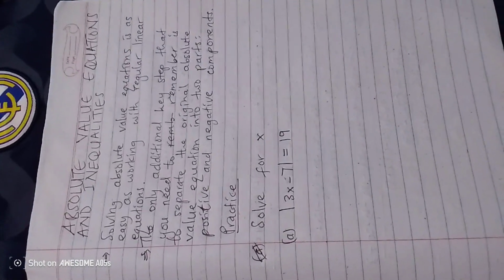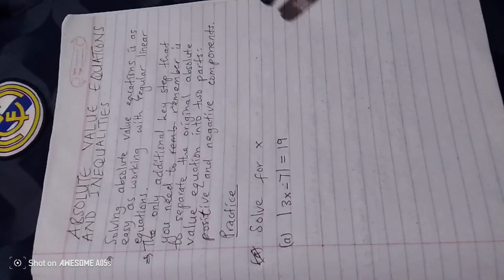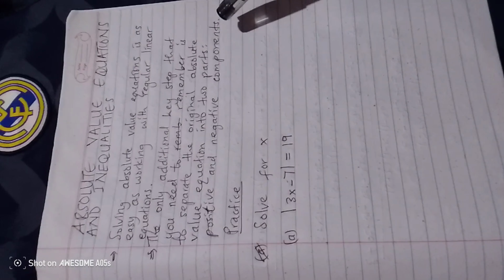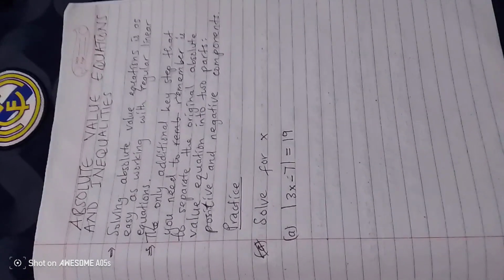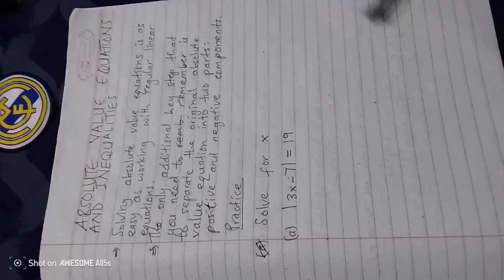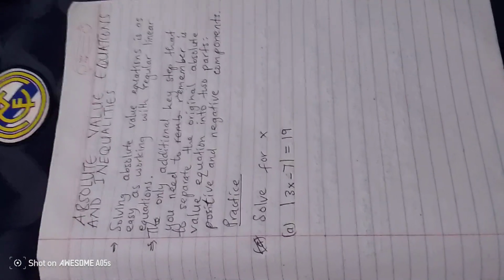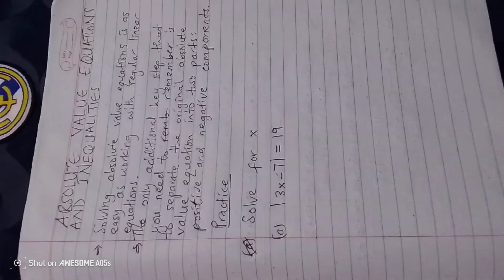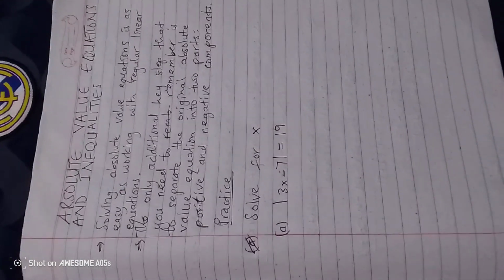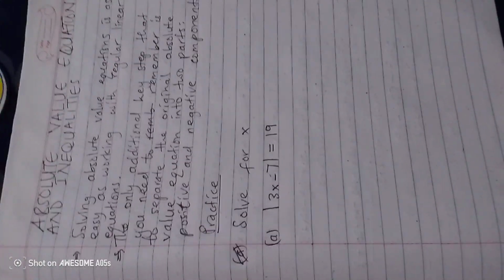For inequalities, this is where we are going to have the less than or equal to, greater than or equal to. So that is the difference between the two. For the equations, we are going to have an equal sign. Then for the inequalities, we are going to have greater than, less than, greater than or equal to, less than or equal to. Okay, let's dive into this question.